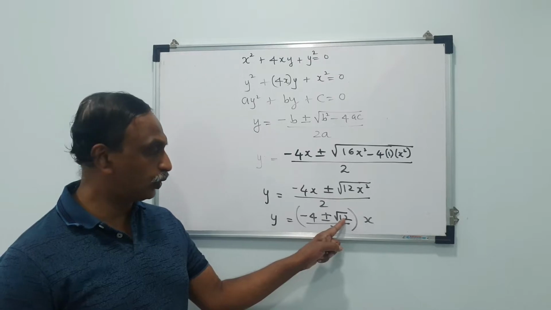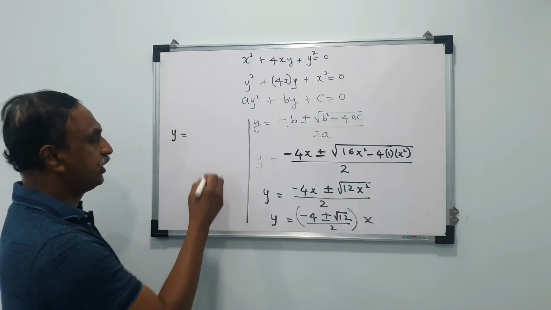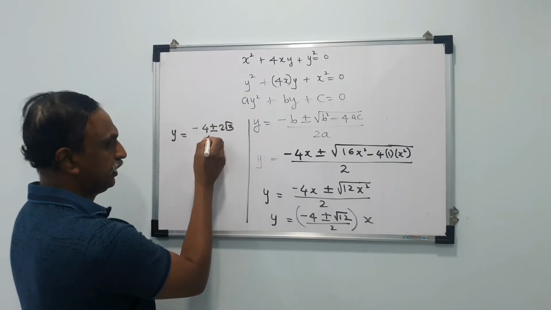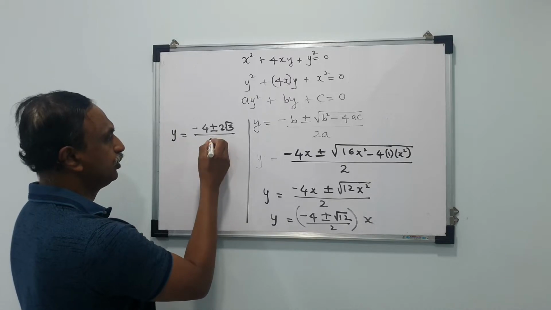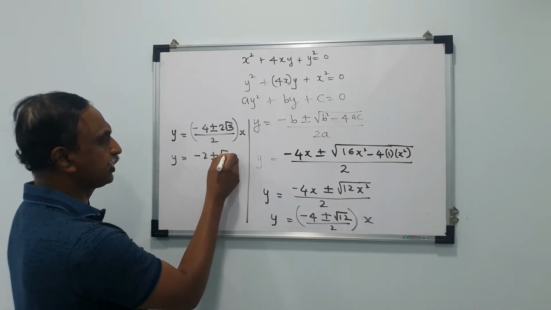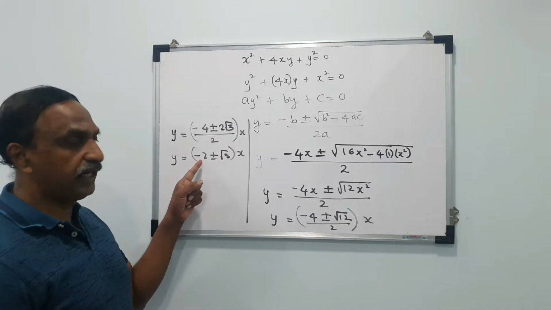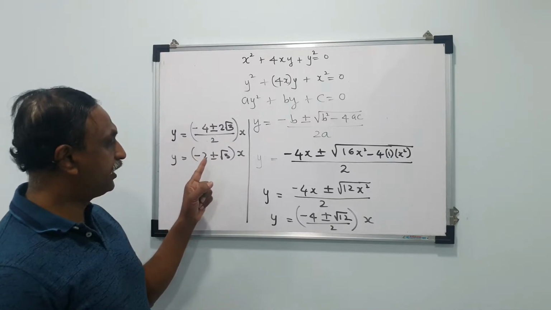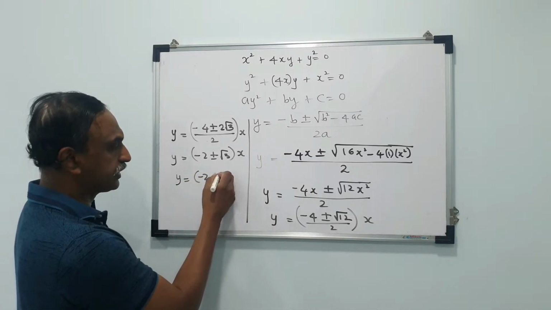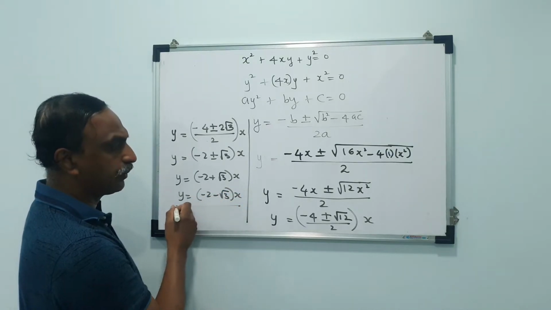Root 12 can be written as 2 root 3, so the equation can be written as y is equal to minus 4 plus or minus 2 root 3 upon 2 into x. That is y is equal to minus 2 plus or minus root 3 into x. So please note this. This is nothing but the slope of the line. So the slope of the line is minus 2 plus root 3 and minus 2 minus root 3. So we get two separate equations, y equal to minus 2 plus root 3 x and y equal to minus 2 minus root 3 x, as the separate equations of these lines.